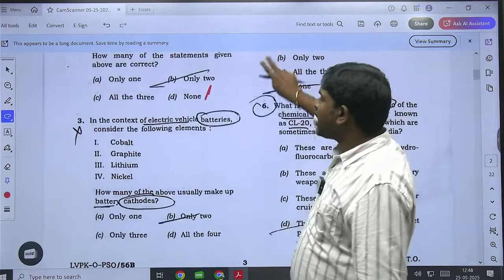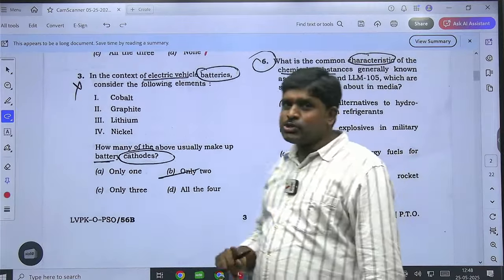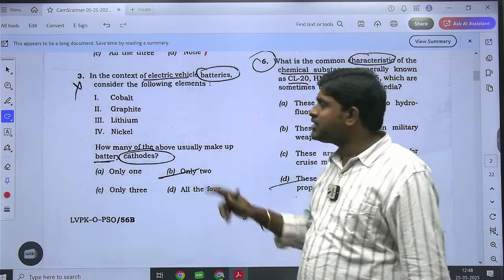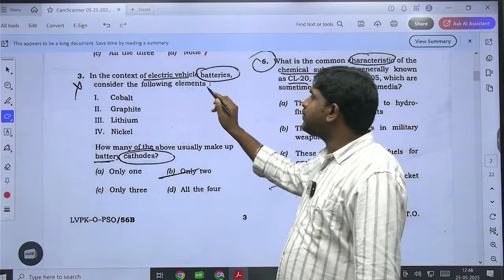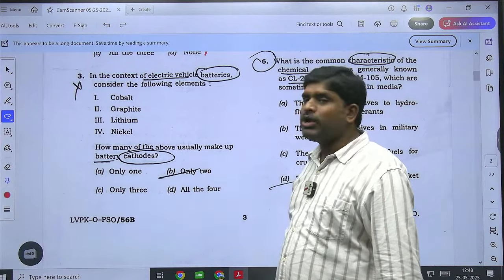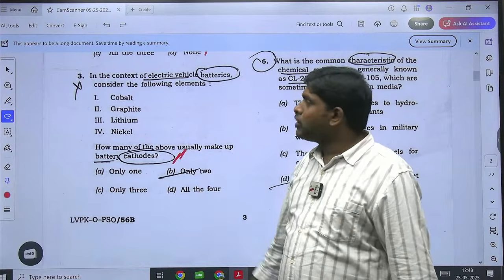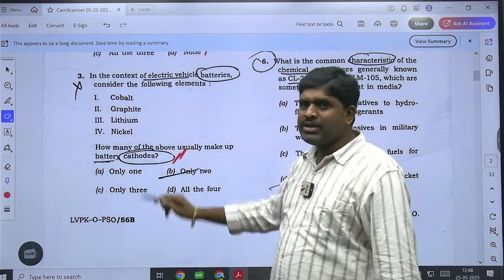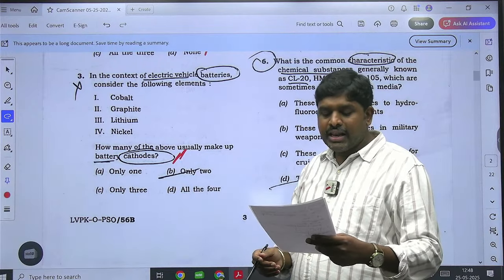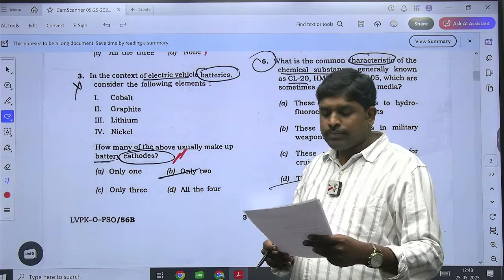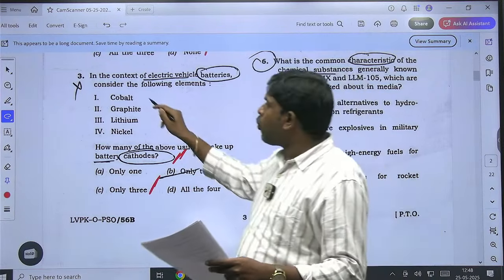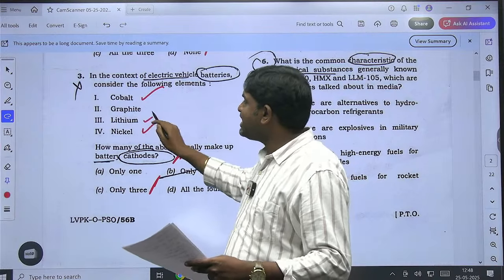Third question. In the context of electric vehicles, in the classroom we discussed electric vehicles are very important this time. See how many questions are from electric vehicles. Second question is from electric vehicles. Electric vehicle batteries consider the following elements. How many of the above usually make up battery cathodes? So cobalt, graphite, lithium, nickel. From this, cobalt, lithium, nickel are usually used in battery cathodes. So the answer is only 3. So it is cobalt, nickel, lithium.